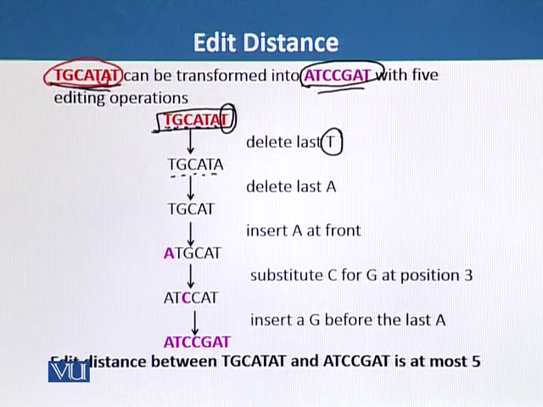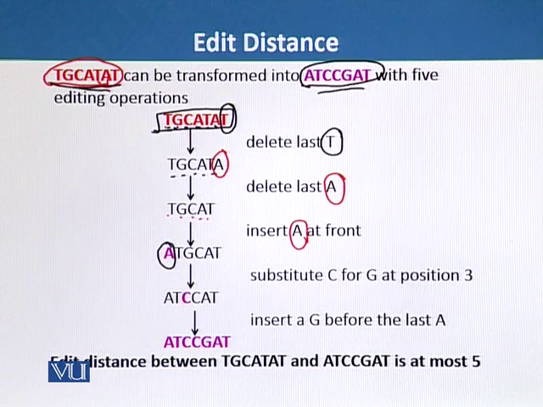and we will come up with TGCATA. In the next editing operation, we will delete the last A. This is the last A. We will delete this nucleotide and we will come up with TGCAT. Then in the next step, we will add adenine, meaning A, at the front. Front means the start of the sequence. So we have added A at the start of the sequence and it will become ATGCAT.